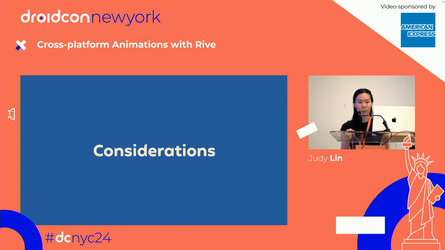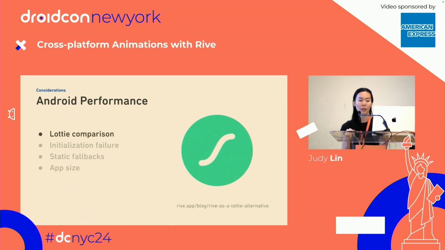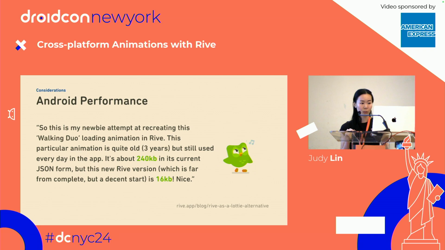Now let's be mindful about a couple things. You may be wondering about performance. Specifically, how might Rive compare to Lottie? This is a Slack message from an early adopter at Duolingo. They mentioned file size here went down 15x when going from JSON format to a Rive format. Because Rive animations are built to run in real time, they tend to be smaller, and that's great.